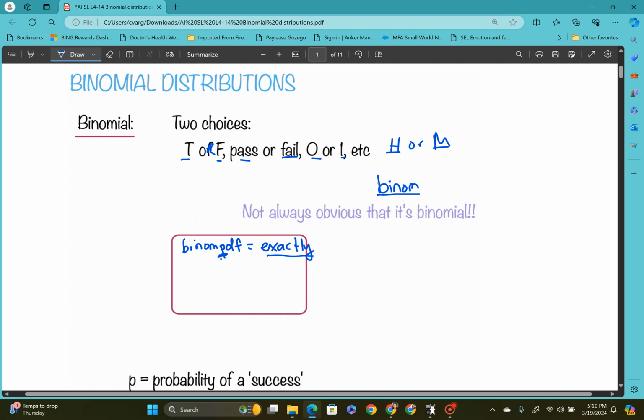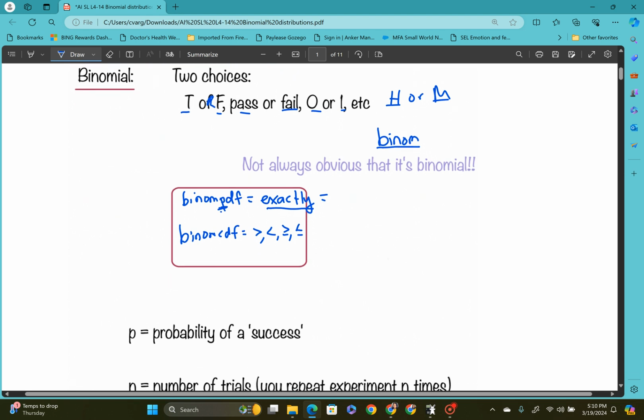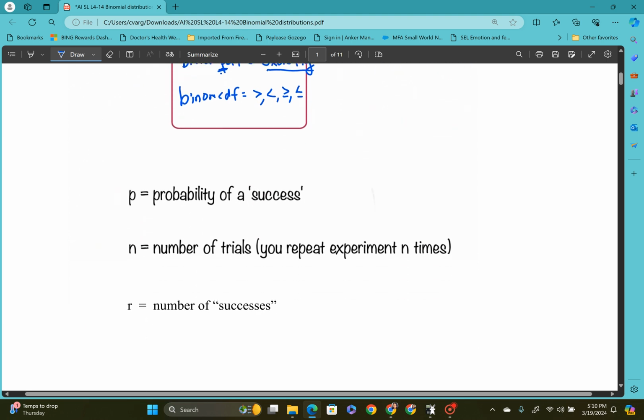Every other time, you're going to use something called binom CDF. This is when you have a situation that's greater than or less than or greater than or equal to or less than or equal to, right? Anything else besides just straight up equals. All right. And we'll go through a problem to make sure that you are solid on this beforehand.